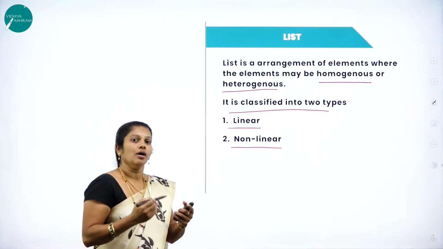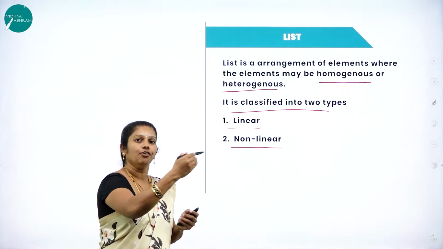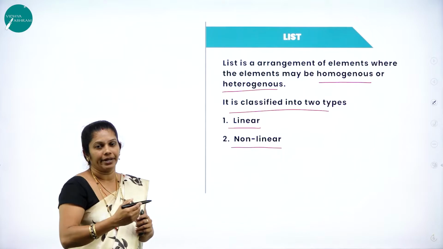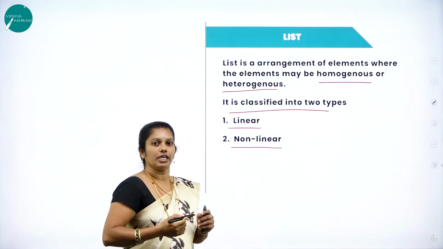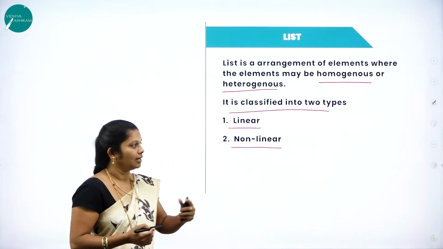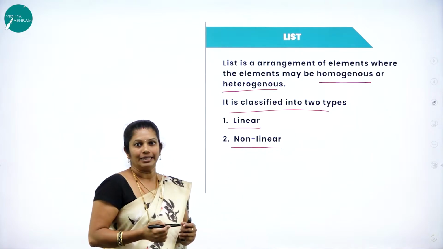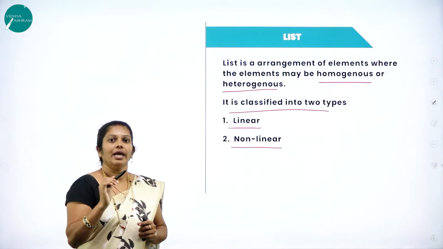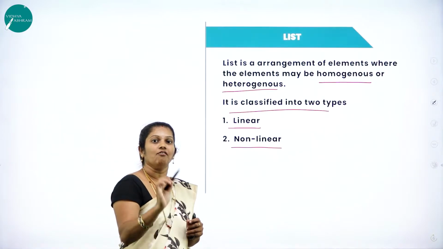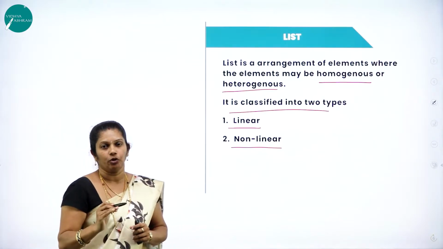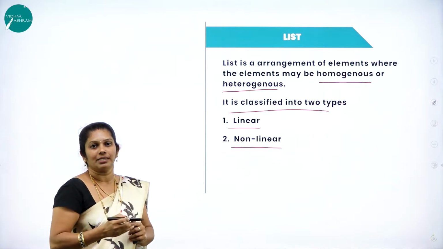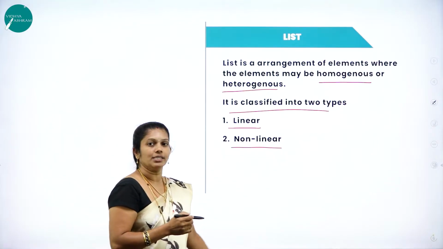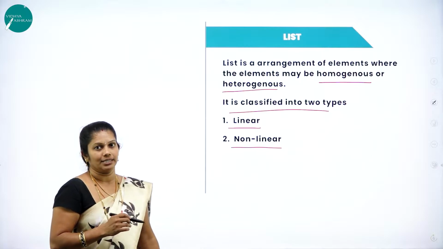Linear means all the elements are arranged one after another without any break, in a continuous memory location. But in non-linear, elements are arranged randomly, without any continuous memory location. If the elements are arranged randomly, then it is called a non-linear data structure.